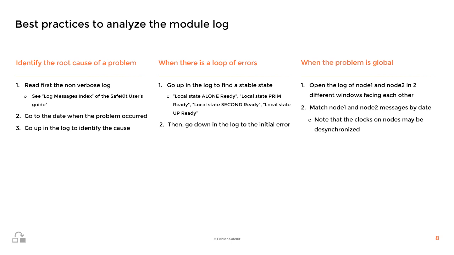When the problem is global, firstly download and open the log of node 1 and node 2 in two different windows, facing each other. Secondly, match node 1 and node 2 messages by date to understand how the cluster has globally evolved. Be careful if the clocks on nodes were not synchronized.